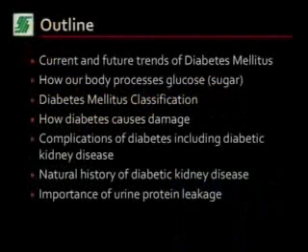So the outline of my talk today would include 1, current and future trends in diabetes mellitus, 2, how our body actually processes glucose, 3, diabetes mellitus classification, how diabetes causes damage, and of course the many complications from head to toe and in between the vital organs, as Dr. Gordon Koo has said, and of course focusing on diabetic kidney disease. And at the end, we'll talk about the natural history of diabetic kidney disease, and of course, most importantly, urine protein leakage and its role in diabetic kidney disease.